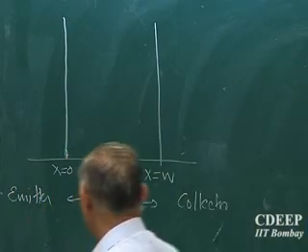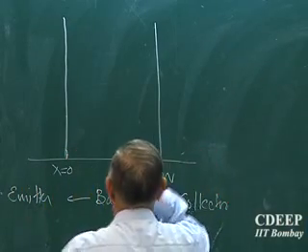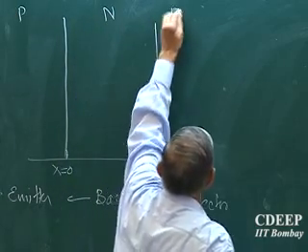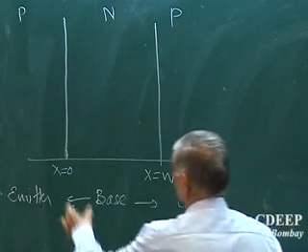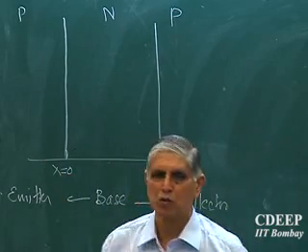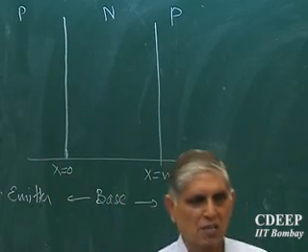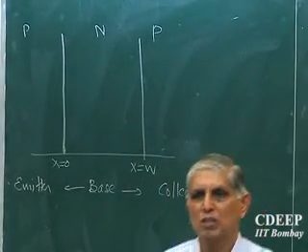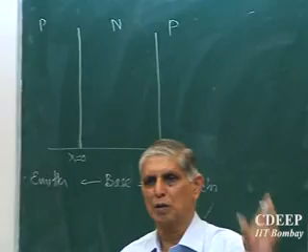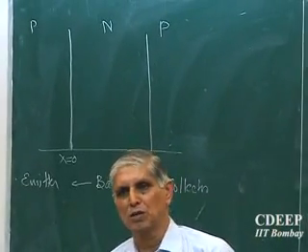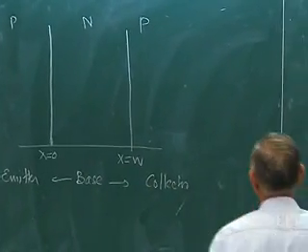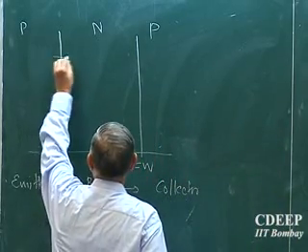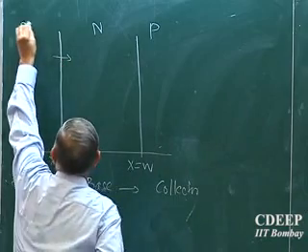We discussed last time that in a PNP transistor, for example, in the normal mode of operation, the emitter-base junction is forward biased and the base-collector junction is reverse biased. Is that clear? We said the base-emitter junction is forward biased and the base-collector junction is reverse biased.